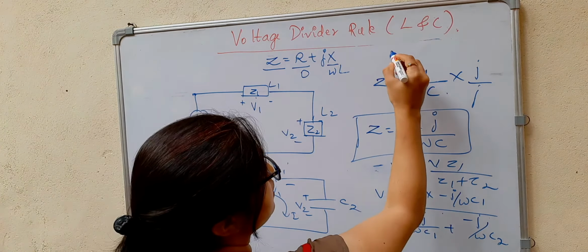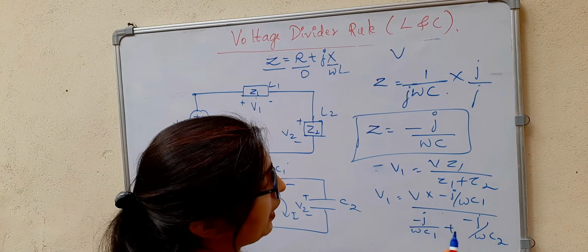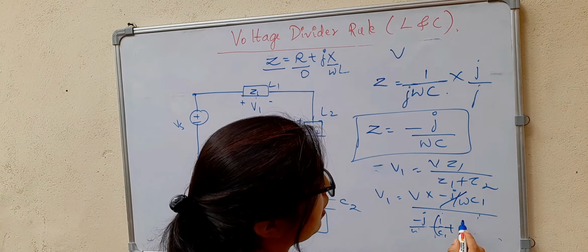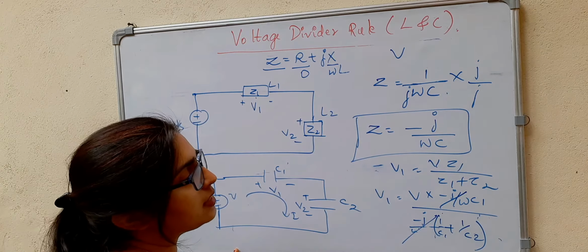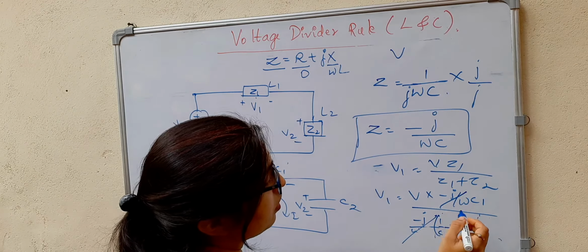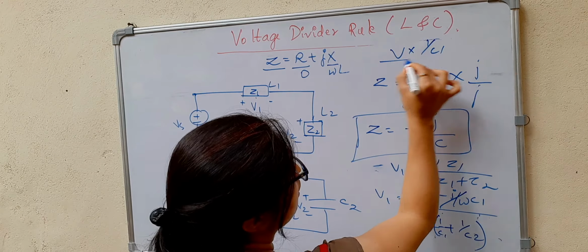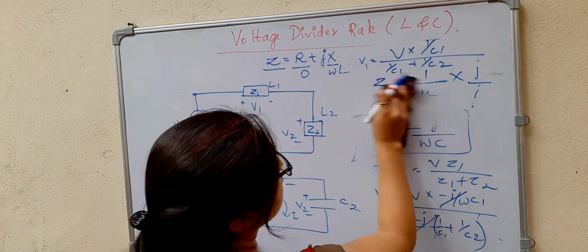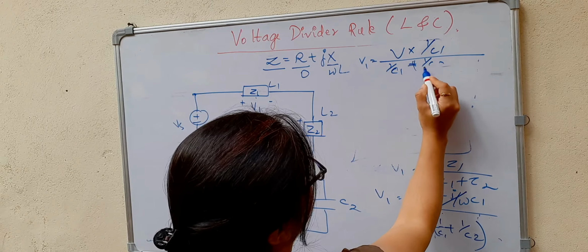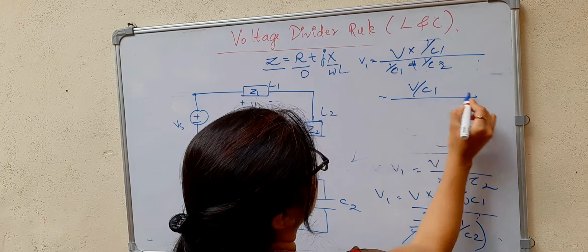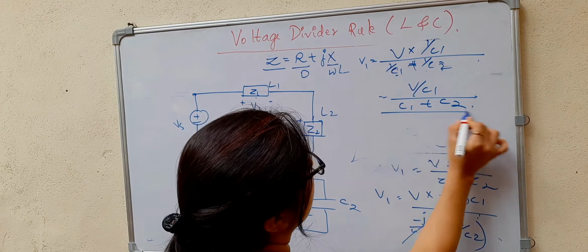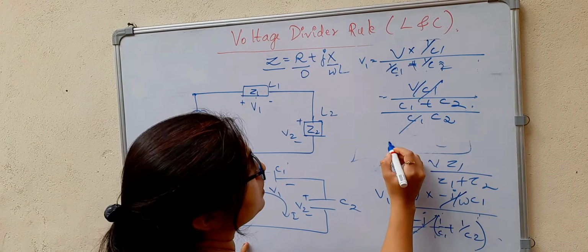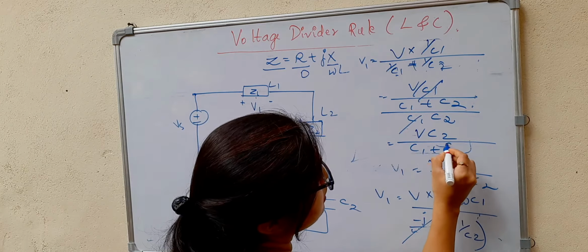Okay, so this can be written as, so minus J by omega, if I take it outside, that gets cancelled, right? Then we are left with 1 by C1, then we are left with 1 by C2. So it is V into 1 by C1 divided by 1 by C1 plus 1 by C2. This is your V1. Now let us simplify this. So V divided by C1, here it is C1 plus C2 divided by C1 C2. Okay, so C1 gets cancelled, this C2 goes up, so it is V C2 divided by C1 plus C2.